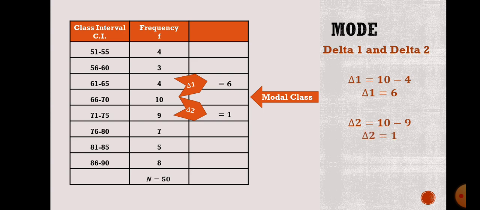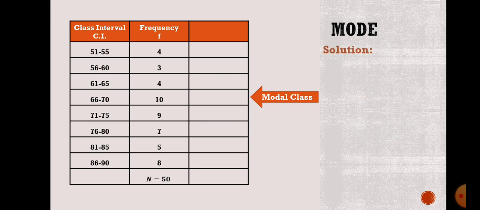Pag sinabi natin just below it, nasa ilalim nung class nung highest frequency, so kailangan na doon sa mas mababang class. Yung ating modal class ay 66 to 70, so mas mababa ang 61 to 65. Therefore, that is the class below the modal class. And then 71 to 75 will be the class above the modal class. So ganun po ang pagkuha natin ng delta 1 and delta 2.